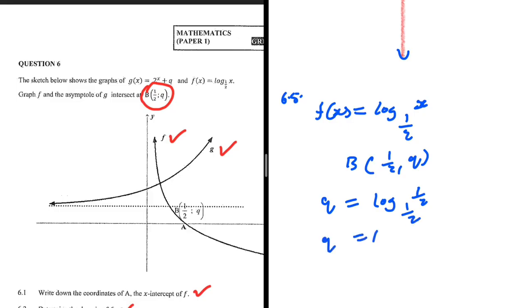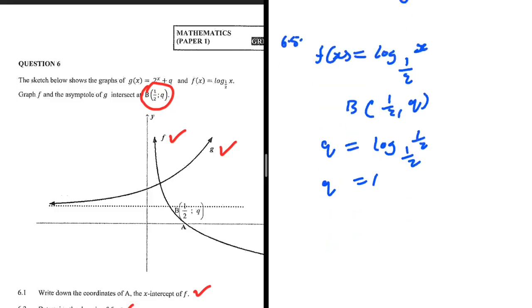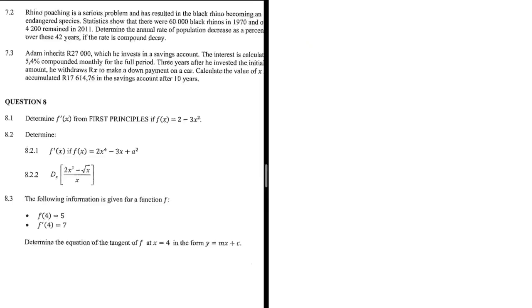This is equal to 1, and that is the asymptote of g. First principles, let's take a look. We have f of x equals 2 minus 3x squared, and we need to find f prime of x. Using the power rule, we know f prime of x should be equal to minus 6x. So when we use first principles, we need to end up with this answer, minus 6x. If that is not the case, we have made a mistake somewhere along the way. So let's take a look.